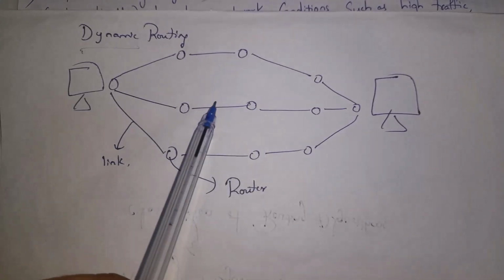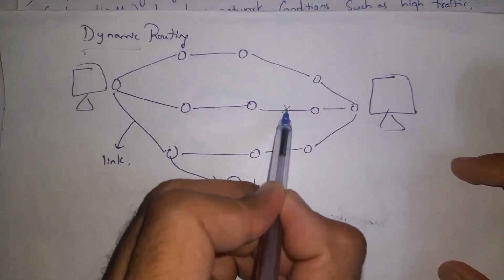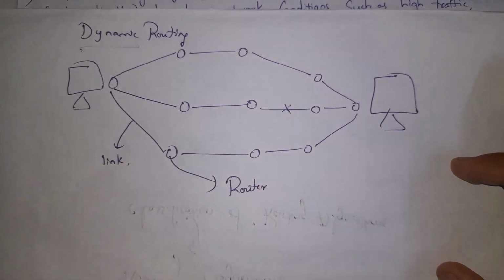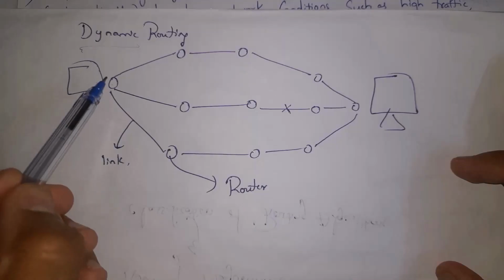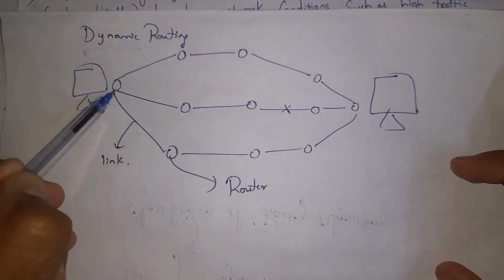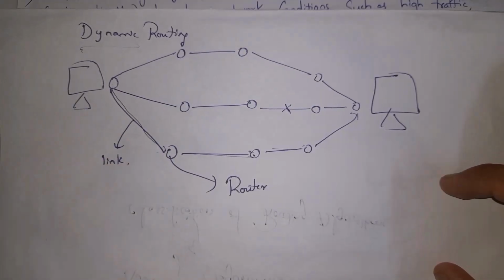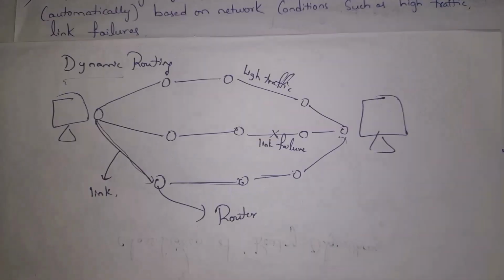But again in this route, there is a cable break. For example, this link is not working due to cable failure. As the cable is not working in this route, immediately this computer will shift to another route. So data will be transferred by using this route. So in dynamic routing, routes will change frequently based on network condition. Network condition can be either high traffic or link failure, or if any shortest path is available, data will travel by using that path.